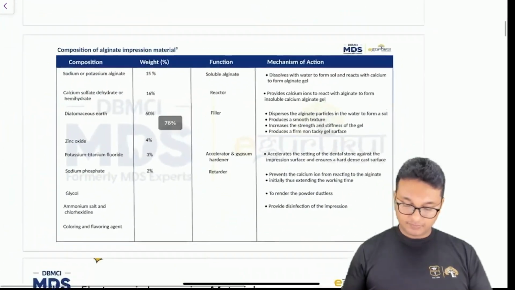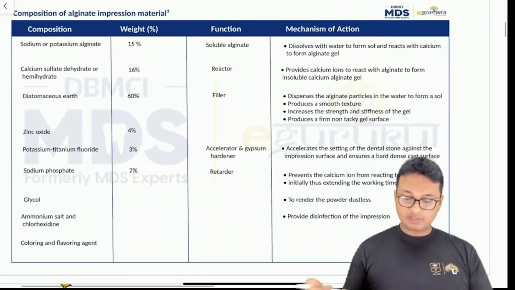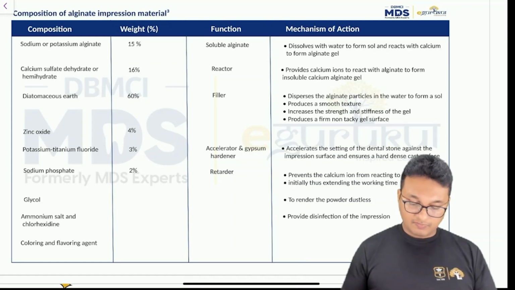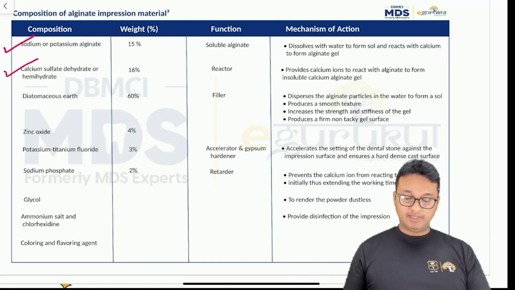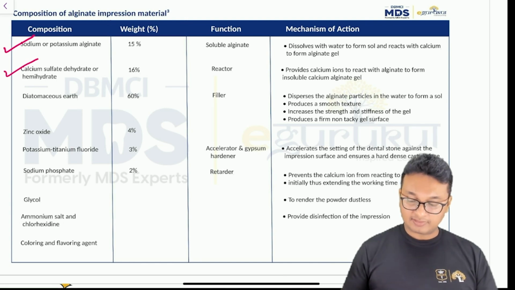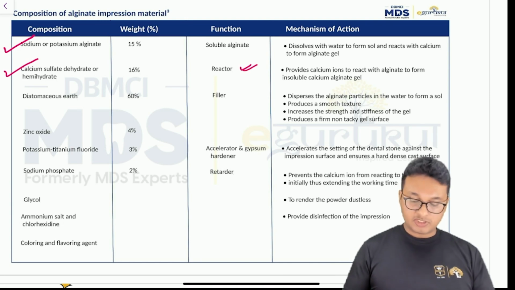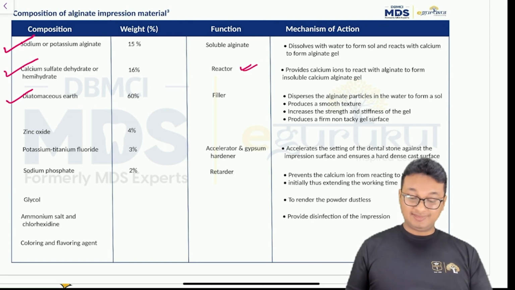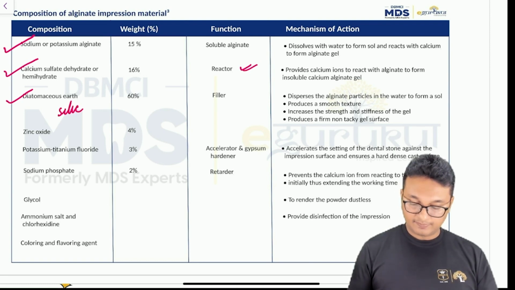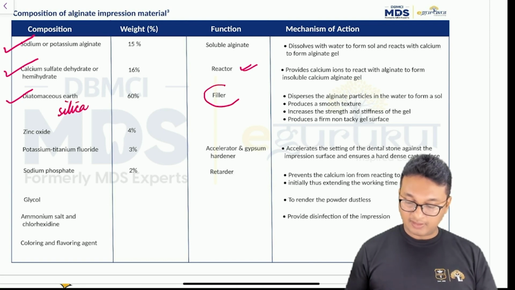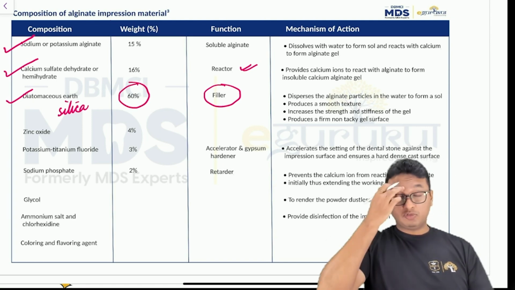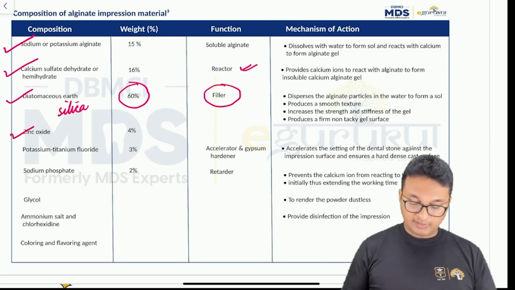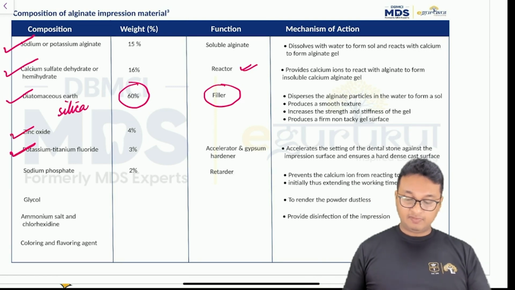Okay. Now, what is the composition of dental impression material, that is, the alginate? We have got sodium or potassium alginate. We have got calcium sulfate, dihydrate or hemihydrate, which acts as a reactor. Then we have diatomaceous earth, that is the silica. Basically, this is the silica, which acts as a filler, and you can see this has a significant contribution in the alginate according to weight by volume ratio. Then we have got zinc oxide. We have got potassium titanium fluoride, which acts as an accelerator and gypsum hardener.